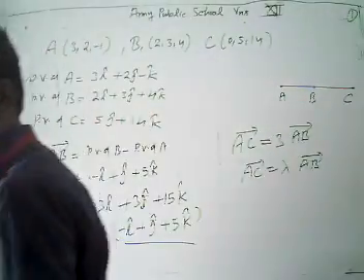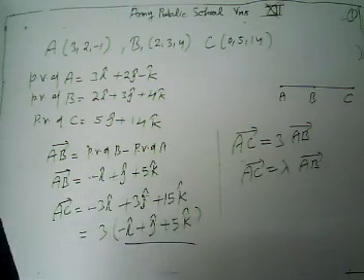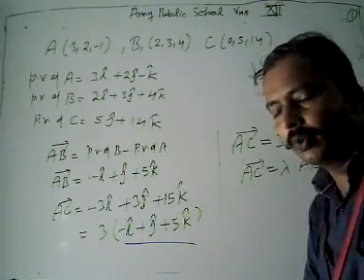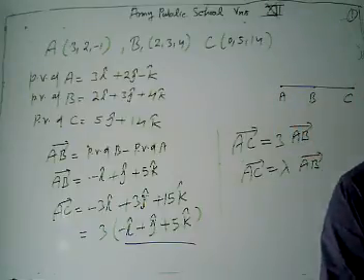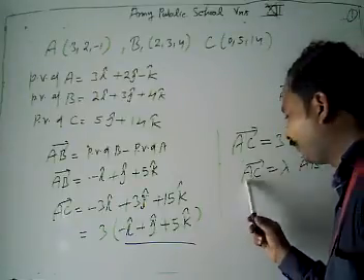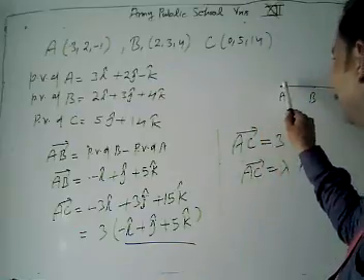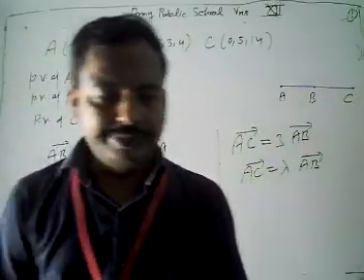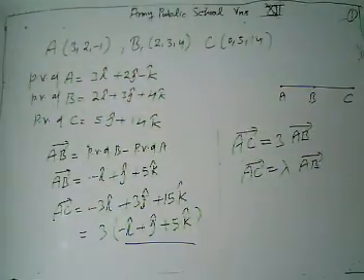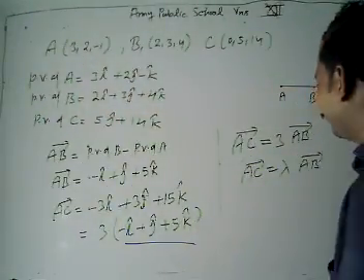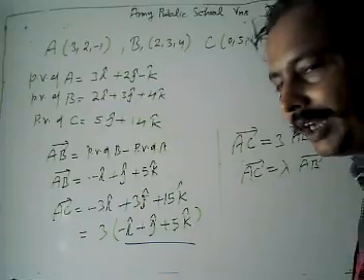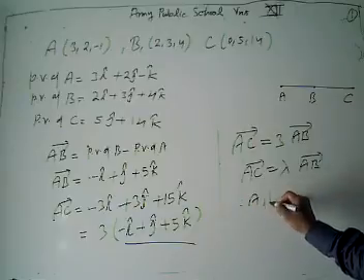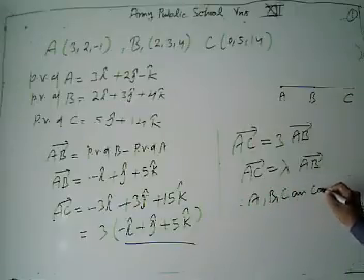When we represent any vector as lambda times another vector, it means they are parallel or collinear to each other. But AC and AB have the same initial point, means they have the same support. If they have the same support, it means all these 3 points are collinear. Therefore, A, B, C are collinear.